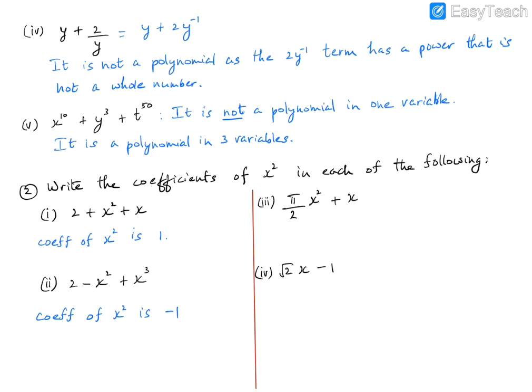Now let's look at the third expression here. We have pi upon 2 x squared plus x. The coefficient is nothing but whatever number is multiplying the term of x squared. So the coefficient of x squared is pi by 2 and the coefficient of x is simply 1. We want the coefficient of x squared, so therefore it is simply pi over 2. So let's write that: coefficient of x squared is pi over 2.